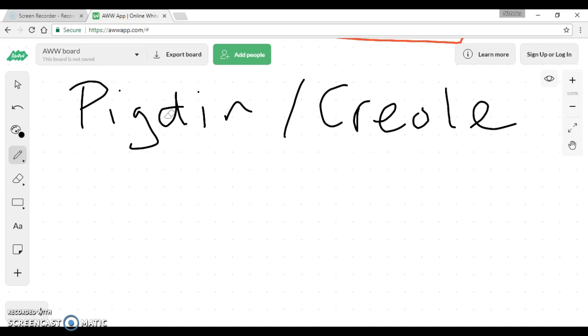Creole would be like a combination of Dutch and African languages in South Africa. And the Caribbean languages are some Creole languages that combine those traditional Native American languages with Spanish and French. And a good example of a pidgin language could also be Spanglish.